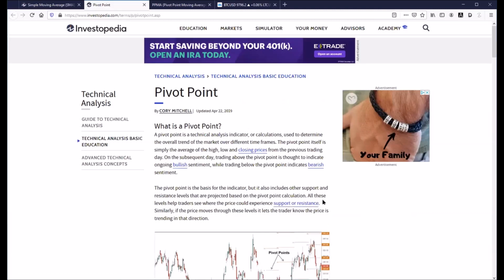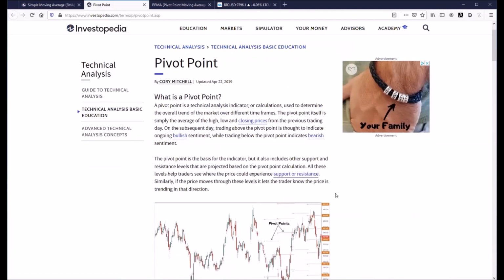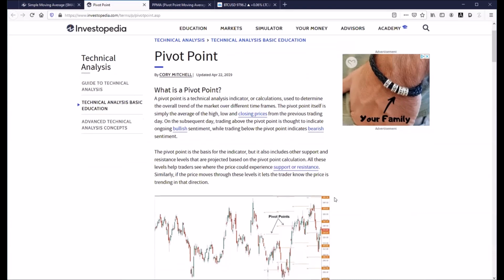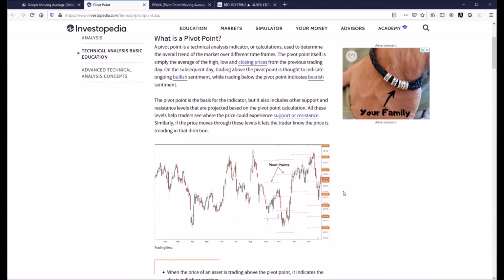Now, a pivot point is slightly different. A pivot point by itself is an indicator that's used to determine a trend in the market. Now, this is not the same thing as a pivot point moving average, but this concept ties into a pivot point moving average. So what they say here is that the pivot point itself is the average of the high, low, and closing price from the previous trading day. That would be a single pivot point.